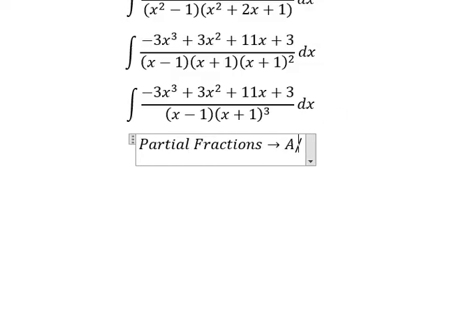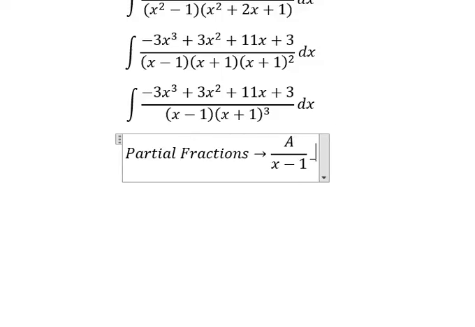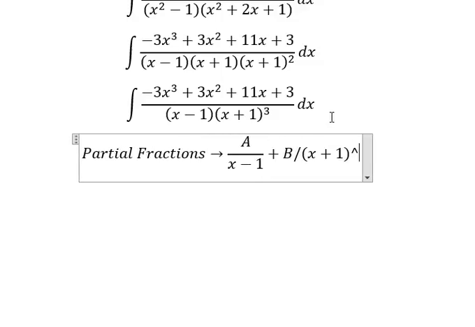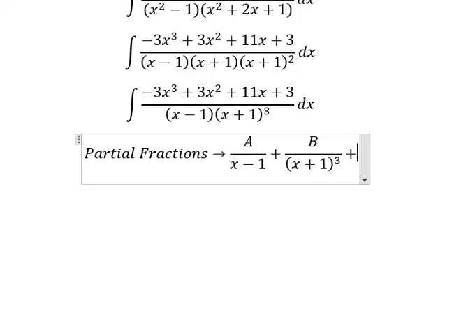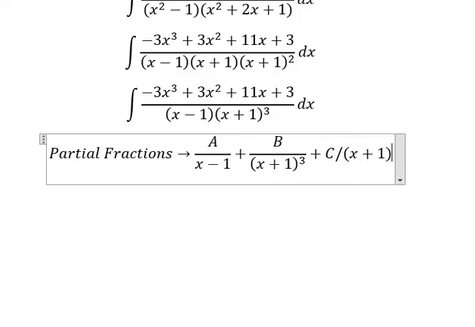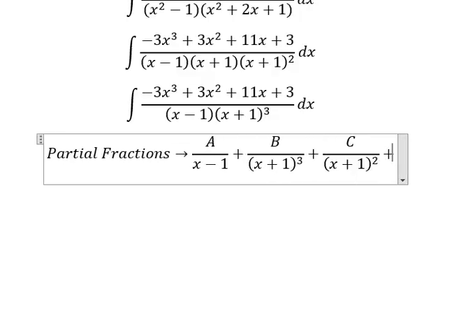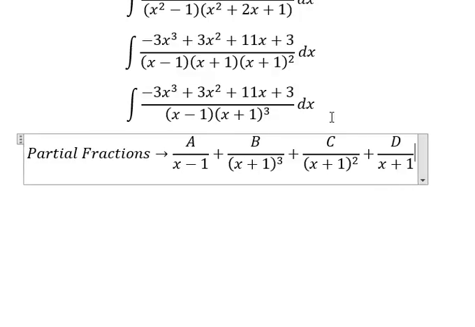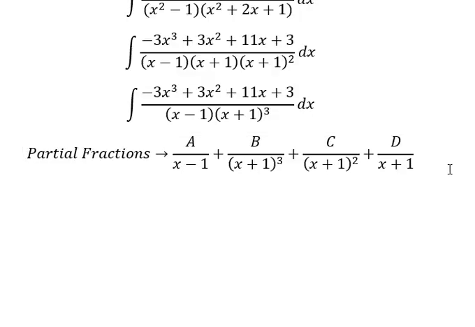So I will put A over s minus 1, B over s plus 1 to the power of 3, C over s plus 1 to the power of 2, and D over s plus 1. And now we need to do common denominator.